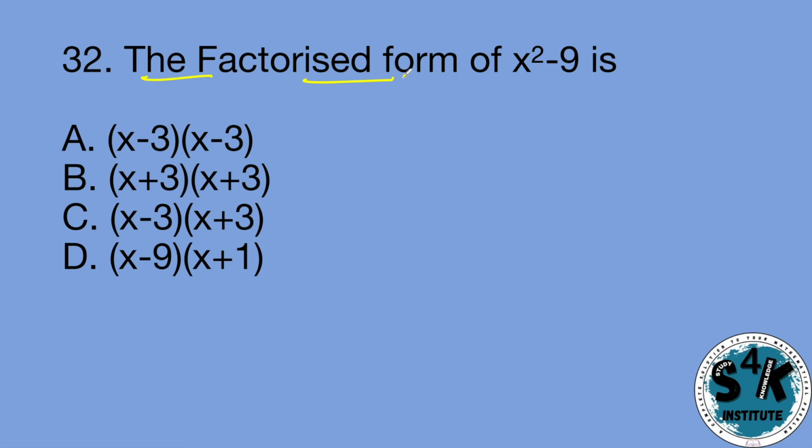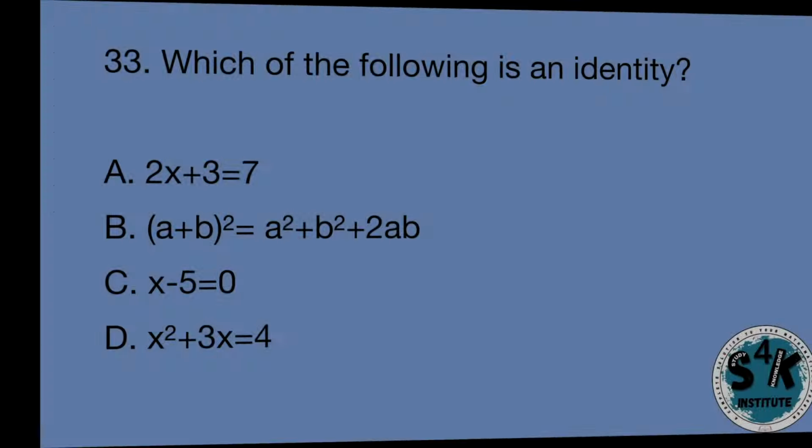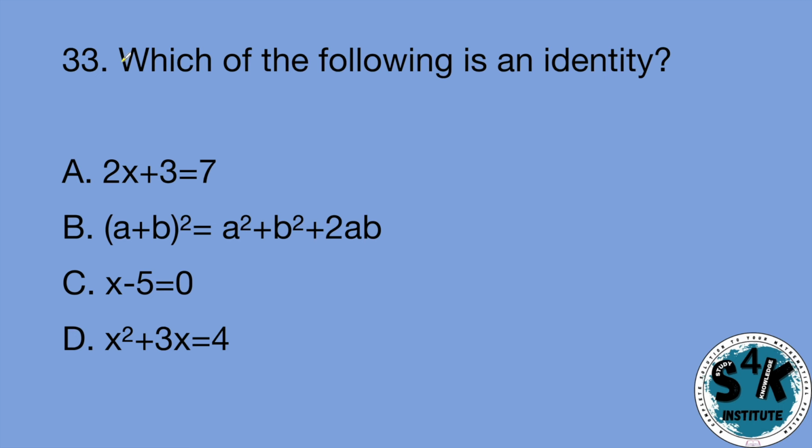The factorized form of this: can you write this as x square minus 9 equal to x square minus 3 square, and this is the form of a square minus b square. If you simplify this, you can do this x minus 3, x plus 3. Now look at the options, which option fits the best. It is the C option, right? a minus b, a plus b. Now let's do the next question.